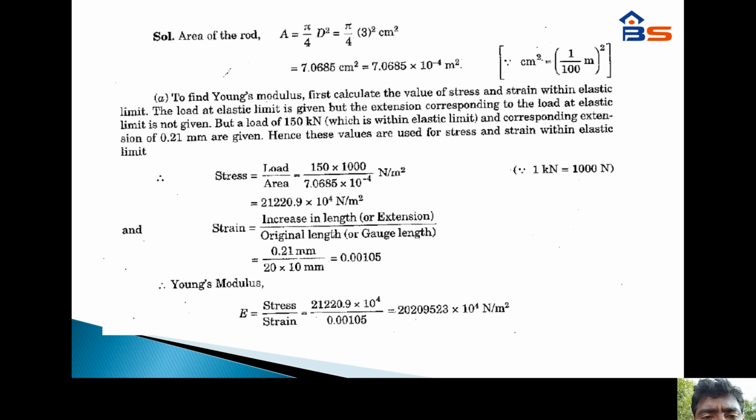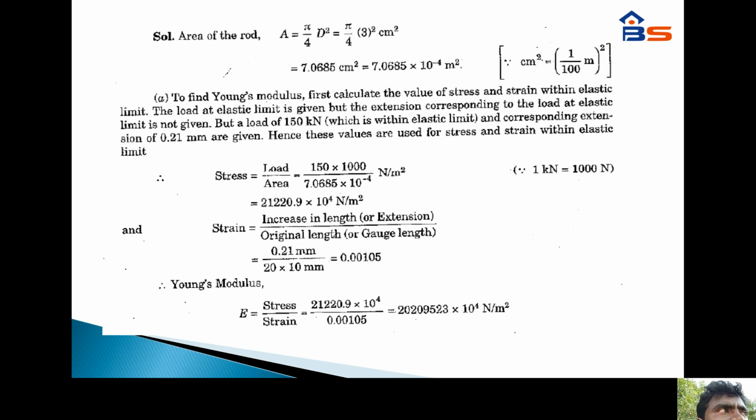Okay, this is the problem. Now we can find out the area of the rod, pi by 4 into d square. We substitute the d value in this equation. Next, to calculate the stress, stress equal to load by area. Load means 150 into 10 cube divided by the area already calculated in the above equation. Strain means increase in length by original length. Increase in length means 0.21 mm. Original length means 20 into 10 cube. That equals 0.00105. Now that is called the strain.